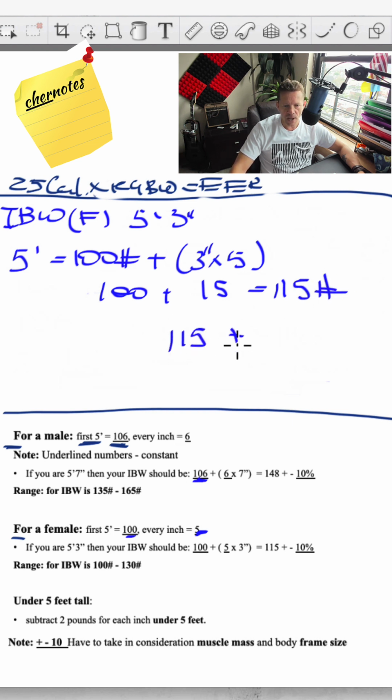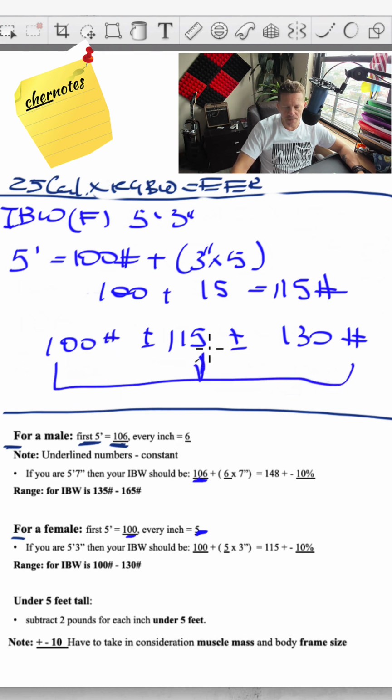Now let's add or subtract this 10%. If we add 10%, that's roughly going to get to 130 pounds. And if we subtract 10%, it's going to be somewhere around 100 pounds. So here's the range: the ideal body weight right in the middle, 115, plus and minus, 130 and 100. If you apply this formula and calculate your estimated energy requirement based on your ideal body weight, then you will get that lesser requirement.